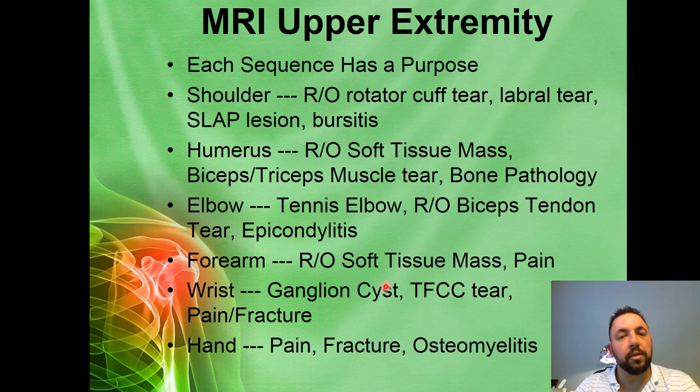In the wrist, we do get a little more specific, so ganglion cyst, TFCC tear, which we'll define. We'll also establish optimal imaging planes for that, and then pain or fracture, among other things. Often in the hand, pain versus fracture, and then a lot of infectious processes such as osteomyelitis.